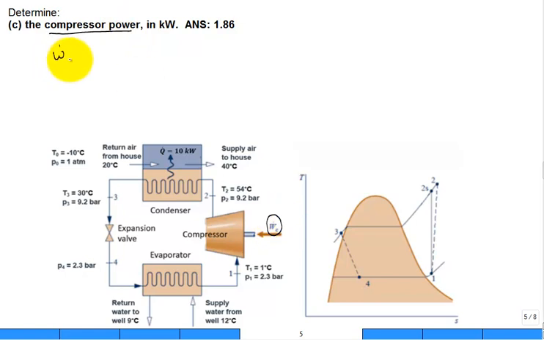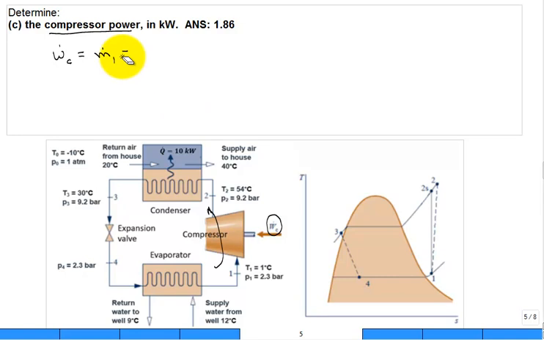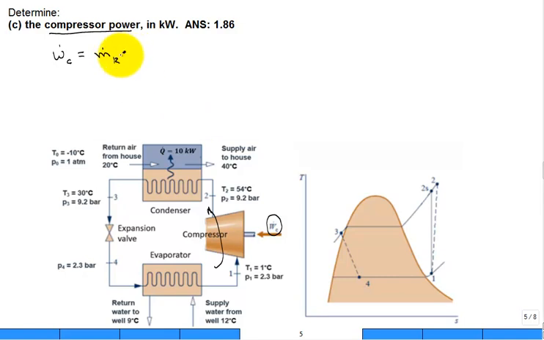So W dot C would be the mass flow rate of that refrigerant going through the compressor times the work compressor actual, which is the lowercase w, or the mass flow rate of the refrigerant, times the enthalpy leaving state 2 minus enthalpy inlet state 1. Okay, well, didn't we already solve for the mass flow rate of the refrigerant? Or did we? I need to come back here and look.